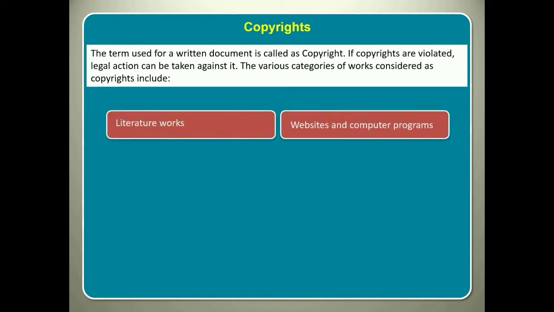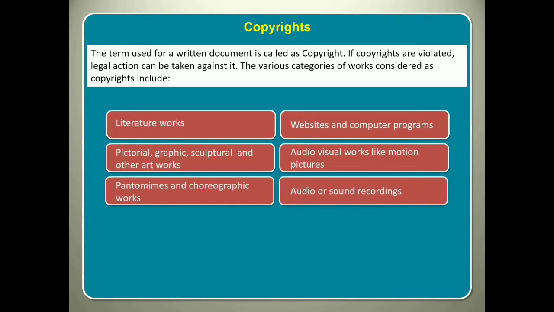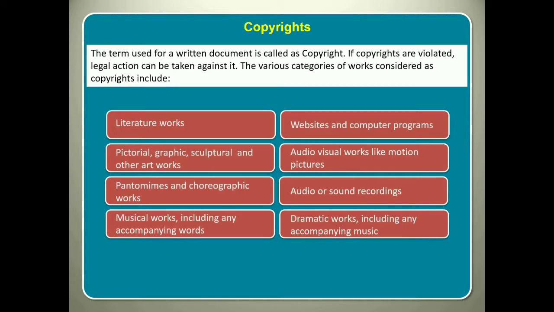Next is about copyrights. The term used for a written document is called copyright. If copyrights are violated, legal action can be taken against it. The various categories of works considered as copyrights include literature works, websites and computer programs, pictorial, graphic, sculptural, and other artworks, visual works like motion pictures, pantomimes and choreographic works, audio or sound recordings, musical works including accompanying words, dramatic works including any accompanying music, and architectural works.